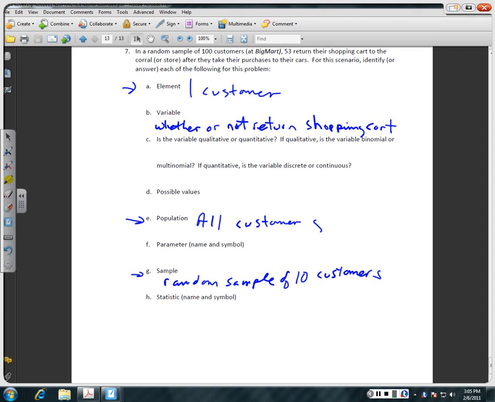Anyway, that's qualitative. You're just putting them actually into two categories. They either return them or they don't. Of course, then the possible values are yes or no, or you could put return, don't return.